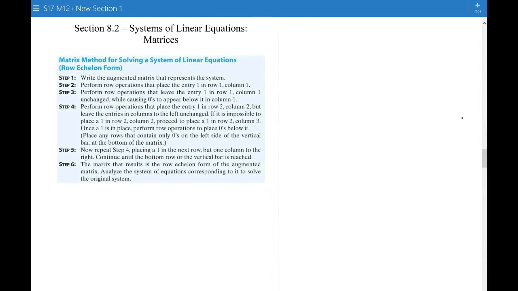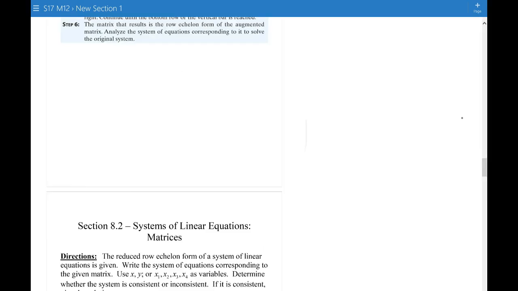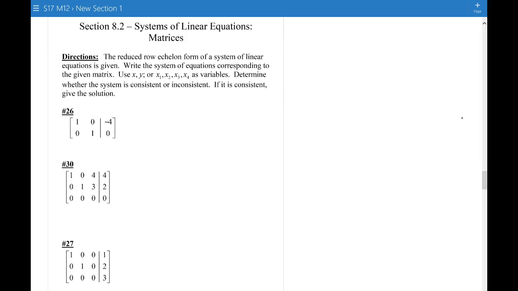Okay, so there's going to be a matrix method for solving a system of equations. And this is in words, but I'd rather show you an example because I think it will make more sense. So in this case, the reduced row echelon form is given, and they want us to write the system of equations corresponding to this given matrix. Well, we can see that this first one is pretty much done. We have that x equals -4 and y equals 0. So the solution is -4, 0. And this is a consistent system of independent equations, which we know because we got a solution.